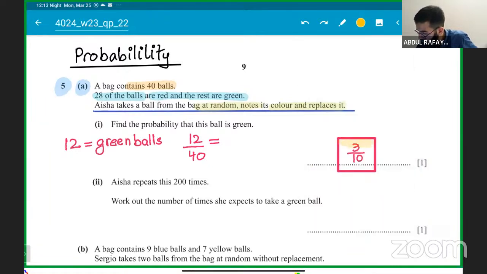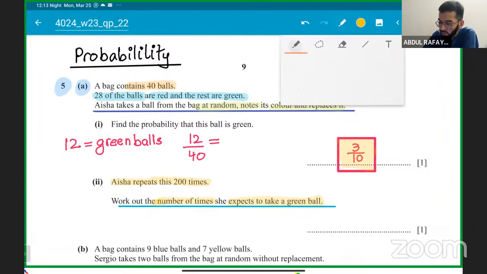Next, we have to talk about the expectation. Aisha is repeating the task. Aisha is repeating this 200 times. First, Aisha played the game 1 time only, but now she is repeating it 200 times. When you are taking too many trials, it will be about estimation. What is the expectation? Work out the number of times she can expect to take a green ball.